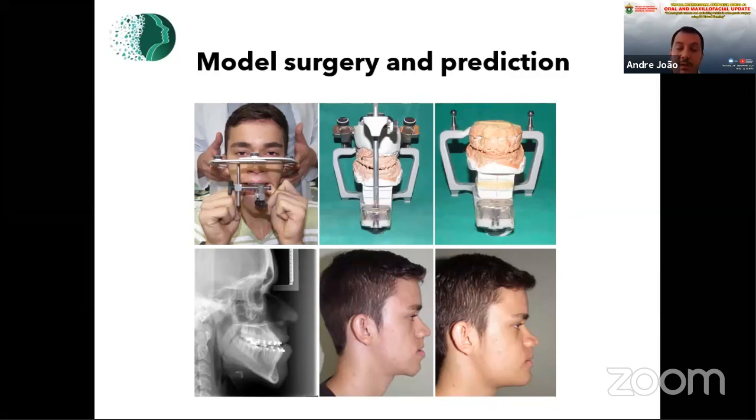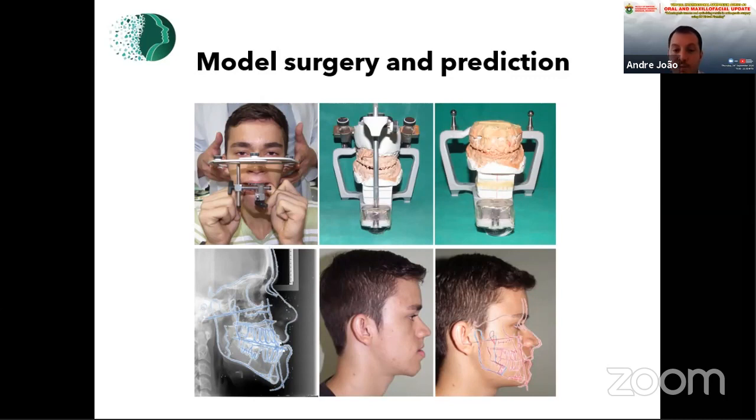It was really time consuming, but if you do it right, you can reach a very good and also predictable result. What we need to understand is that 3D virtual surgery helps us in diagnosis and planning, but we can still do very good orthognathic surgery using the traditional method.